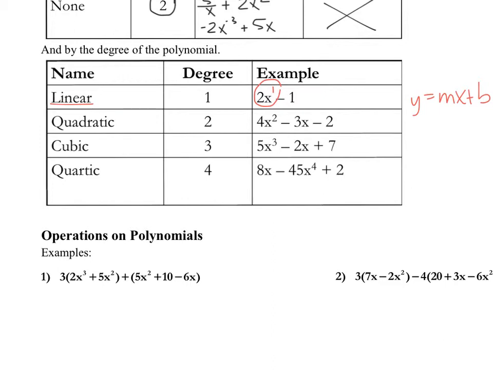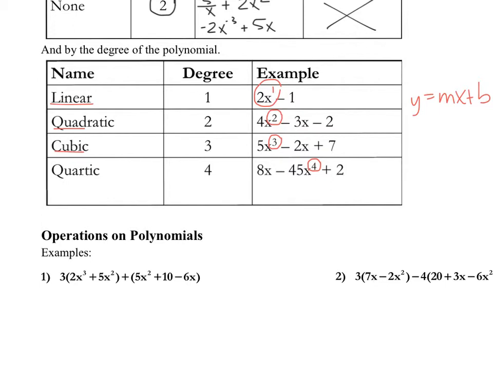The next one is a degree 2, which means the highest exponent on any of those variables is a 2, and we call that quadratic. The next one is a 3. That's the degree of this polynomial, and we call that cubic. Anything cubed has a 3 exponent, so you can think of it like that. And then quartic is the last one that we'll use as a name, and that has a degree of 4 as the highest exponent in the entire polynomial.